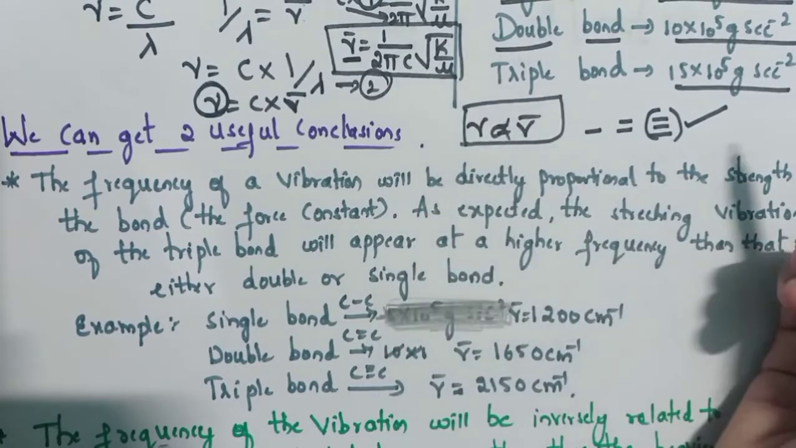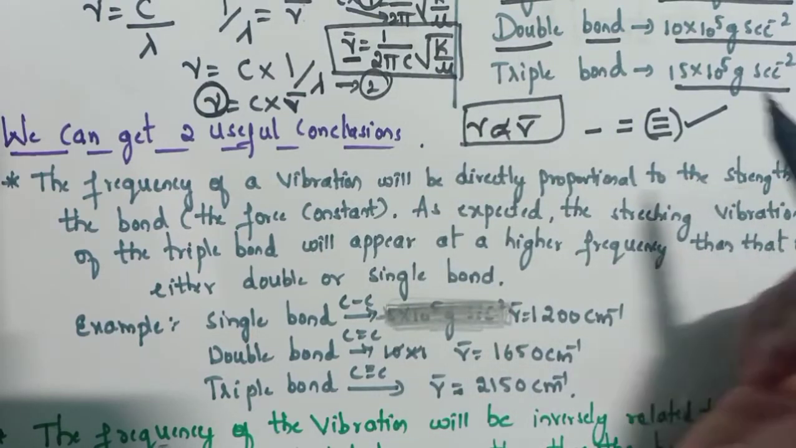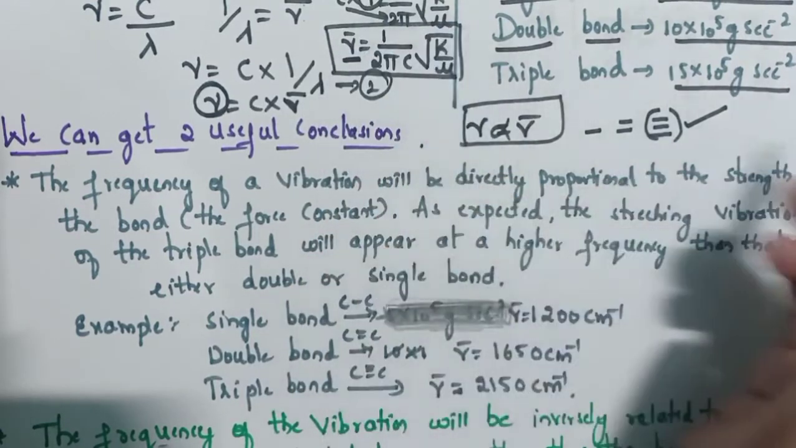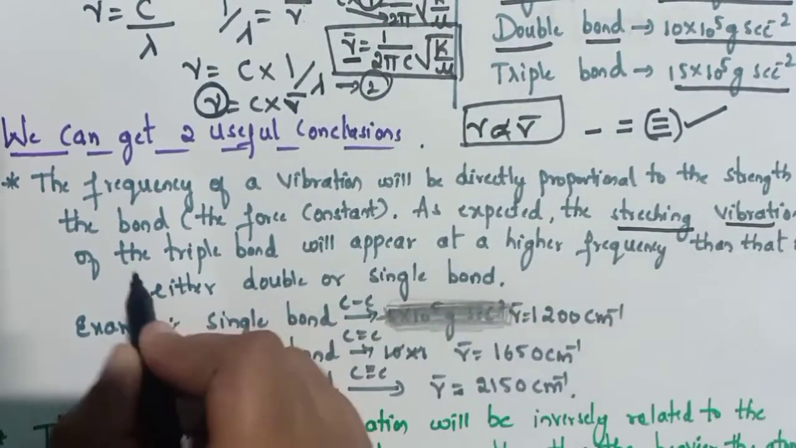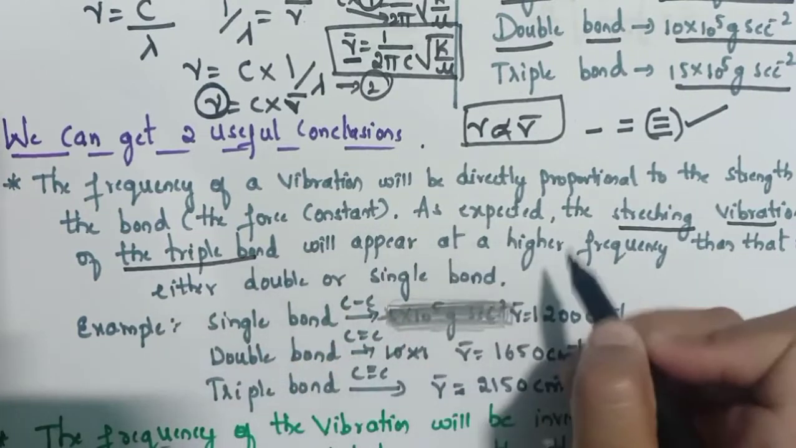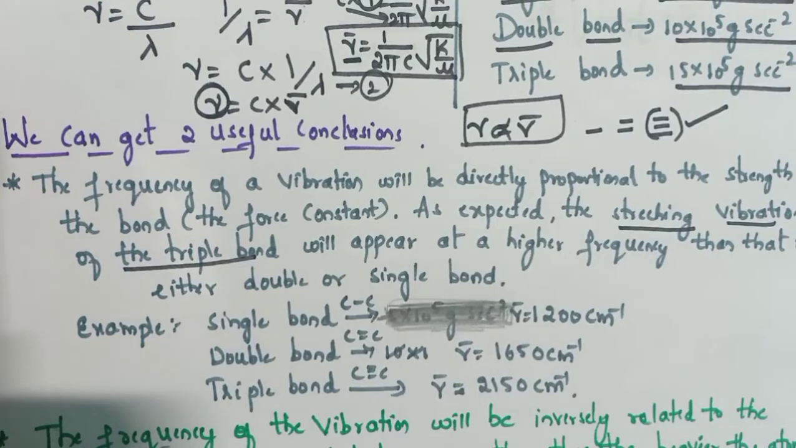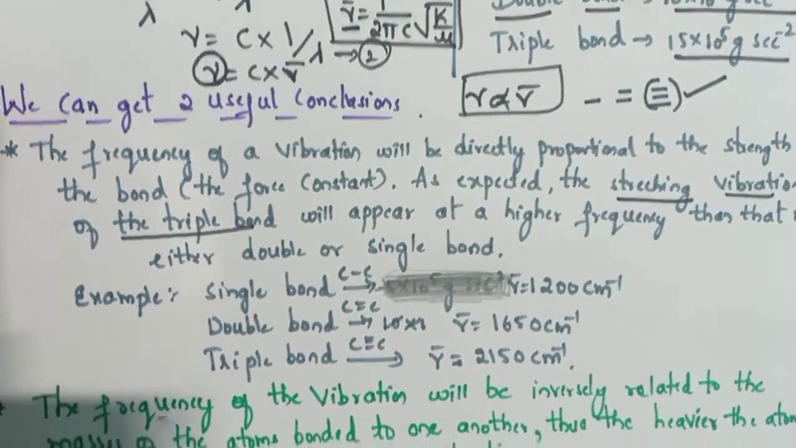Triple bond has the maximum force constant, so here the frequency of vibration is directly proportional to the force constant. That means the stretching vibration of a triple bond will appear at a higher frequency than that of either a double or single bond. Let's consider an example.